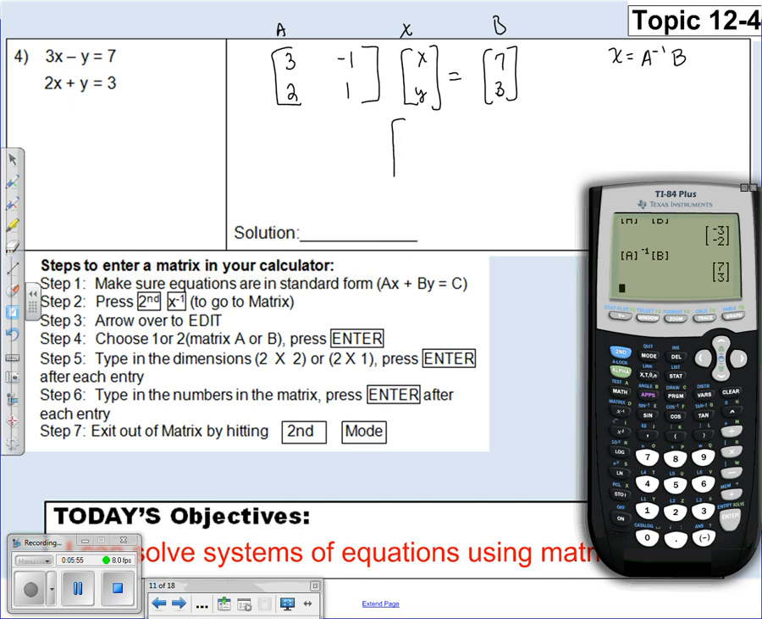So to get x and y by itself, our unknowns, we're going to take matrix A, which is the 3, 2, negative 1, 1, raise it to the negative 1 power, and then write matrix B, 7, 3.